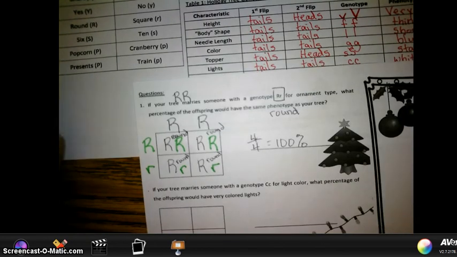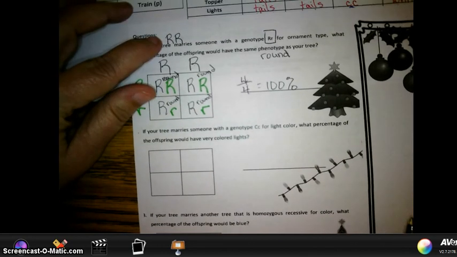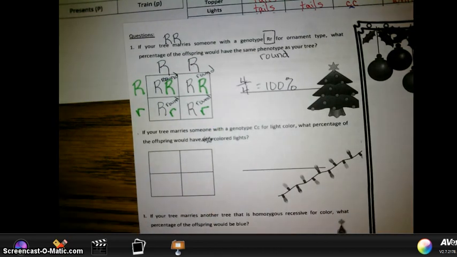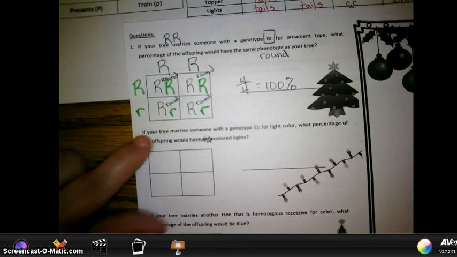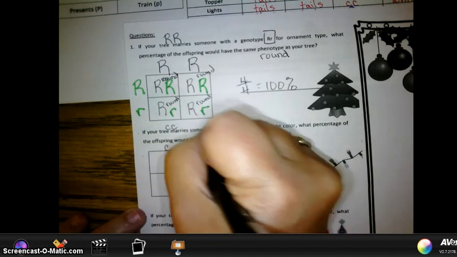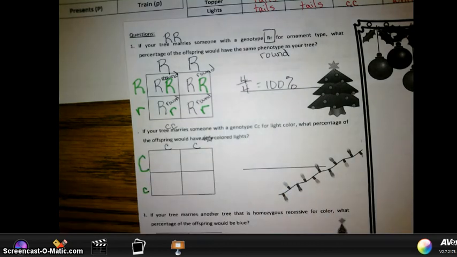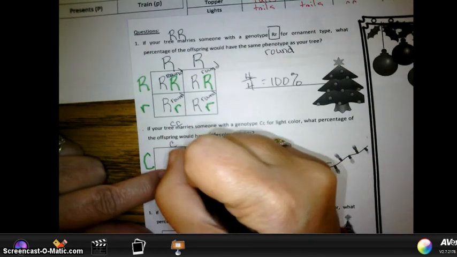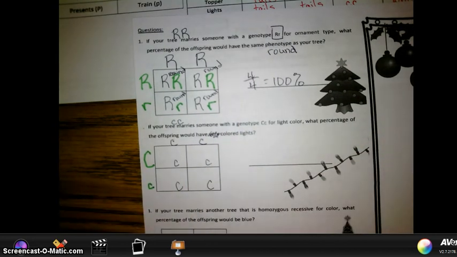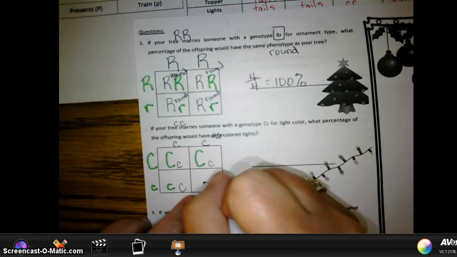It asked for phenotype. The next one says, if your tree marries someone with a genotype of capital C, little c for light color, what percentage of the offspring will have varied colored lights? I don't know why they put varied, but colored lights. So our tree is little c. It is a white light tree. So here is our little c, and then we're going to put the capital C, little c. And so when we bring these down, we got little c, little c, little c, little c, because we have all recessive traits. This dominant trait is going to be across. This recessive trait is going to go across.